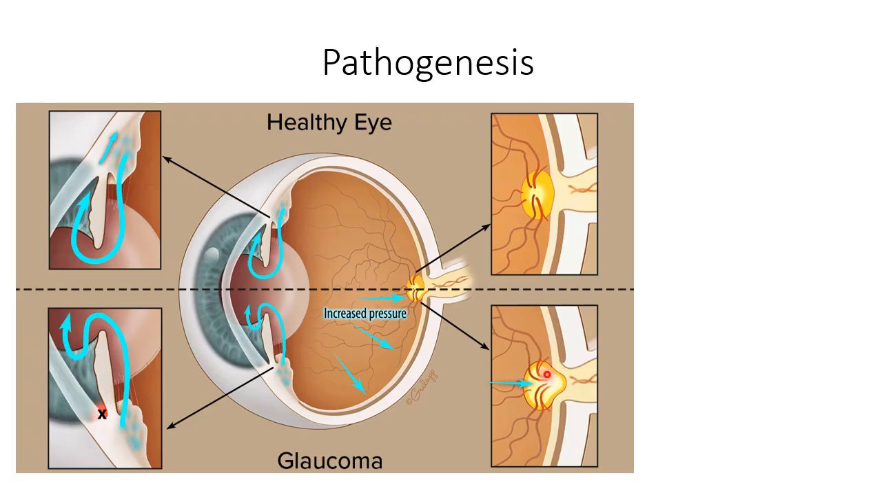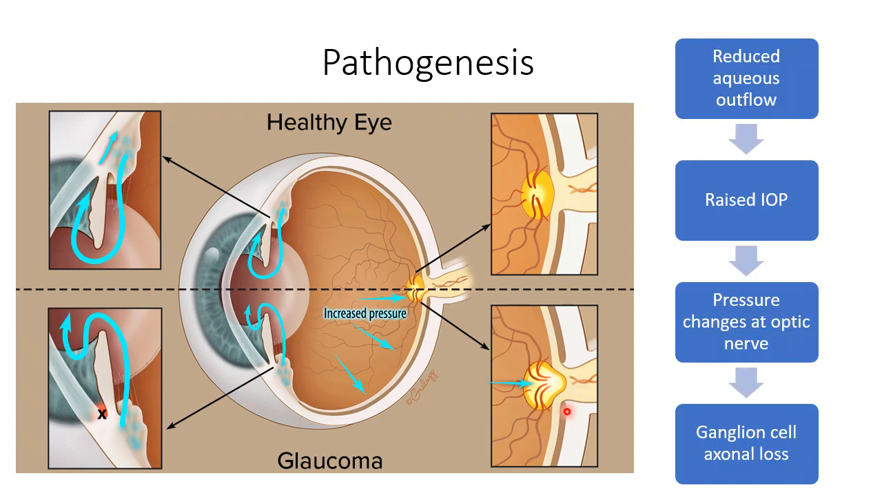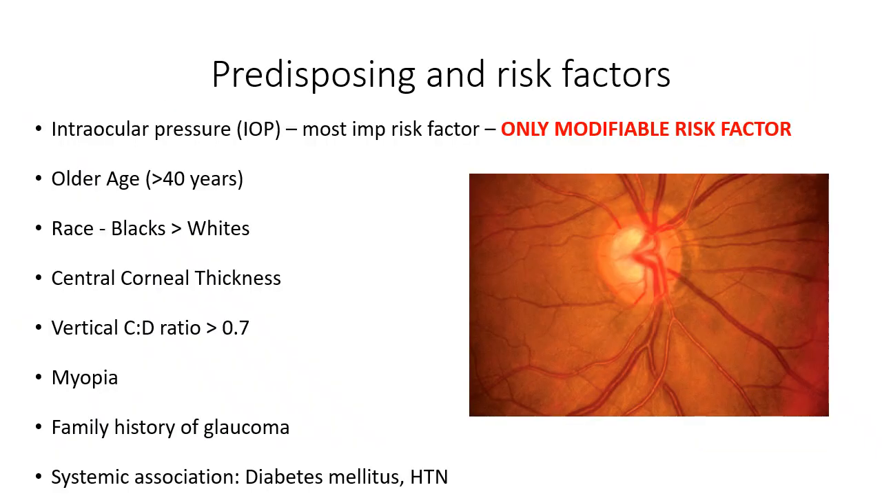So this is what is happening in glaucoma, and this diagram largely depicts the mechanical theory of primary open angle glaucoma. That is, there is mechanical pressure at the optic nerve head. Recent studies have also suggested a vascular theory, which states that there is some compromise in the vascular supply of the optic nerve head, which leads to retinal ganglion cell death and loss. So reduced aqueous outflow, raised IOP, pressure changes at the optic nerve head, and ganglion cell axonal loss. So one factor that supports the vascular theory adds on to this and also contributes to ganglion cell axonal loss. That's the two theories, mechanical theory and vascular theory of pathogenesis of primary open angle glaucoma.